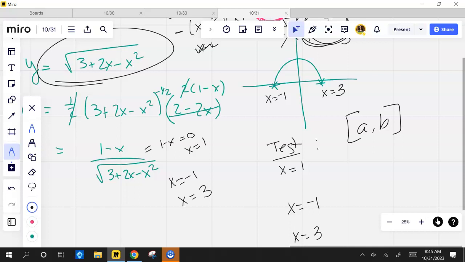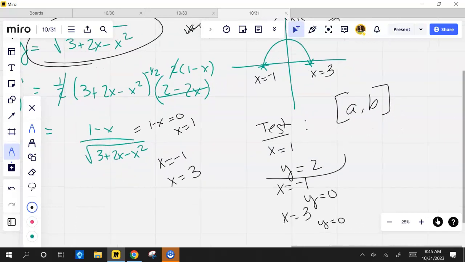When you plug this in for x equals 1, I get 2, and I got 0, and I got 0. Here's your max, by the way.